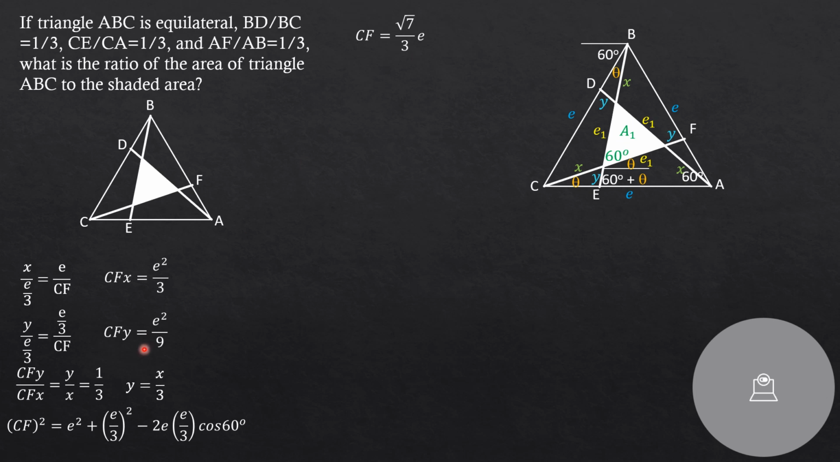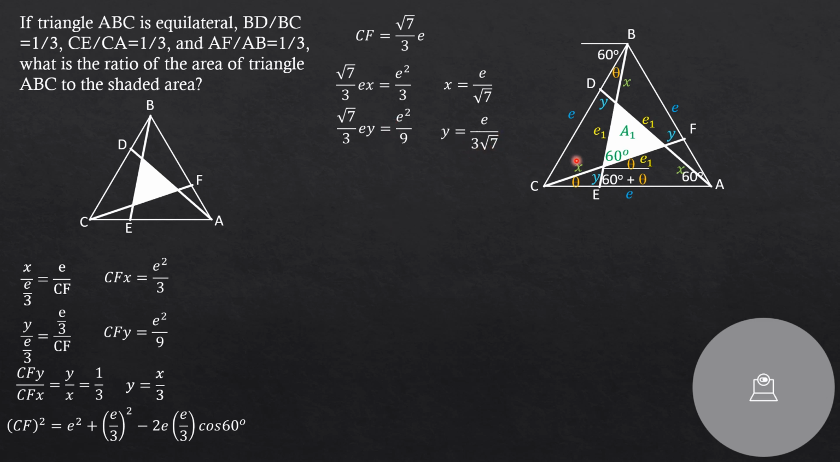Then, knowing CF, we substitute it into here to solve for X. So square root of 7 over 3 E X is equal to E squared over 3. So cancel out E and 3. So that means X is E over square root of 7. Likewise, substitute CF here, square root of 7 over 3 times E times Y equals 1 over 9 of E squared. So that means Y is E over 3 square root of 7.